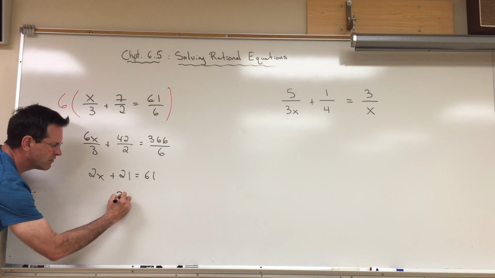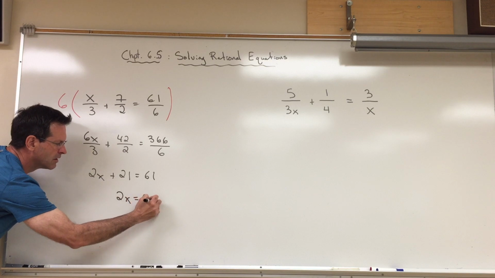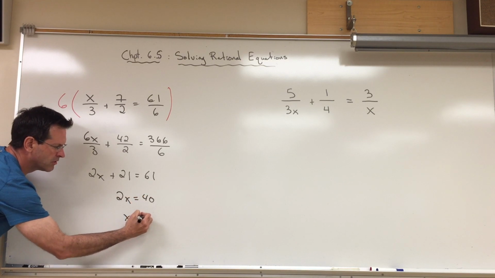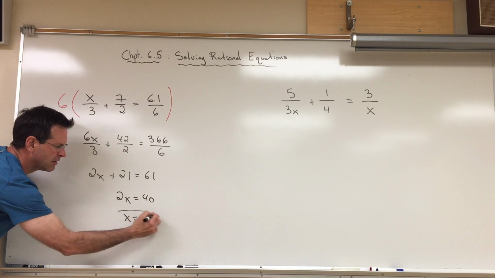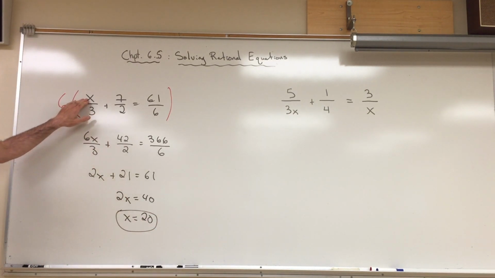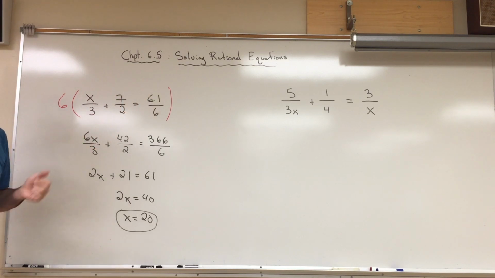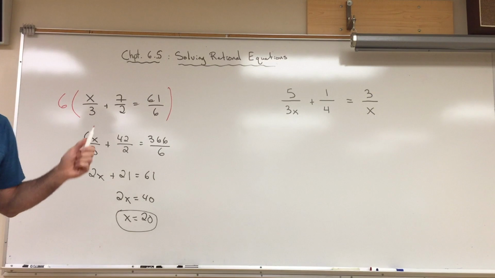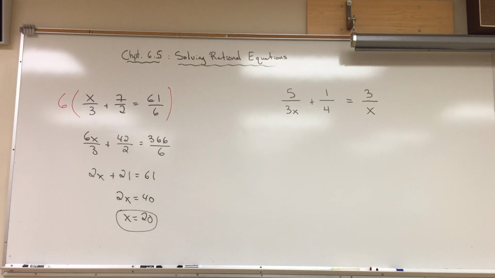Subtract 21 from both sides. We have 2x equals 40, and x equals 20. We just solved the equation. If we put 20 into x here, simplify it down, the left side will balance the right side. And you can do that yourself. Well, it's the same idea with rational expressions. We'll get to that in a moment.